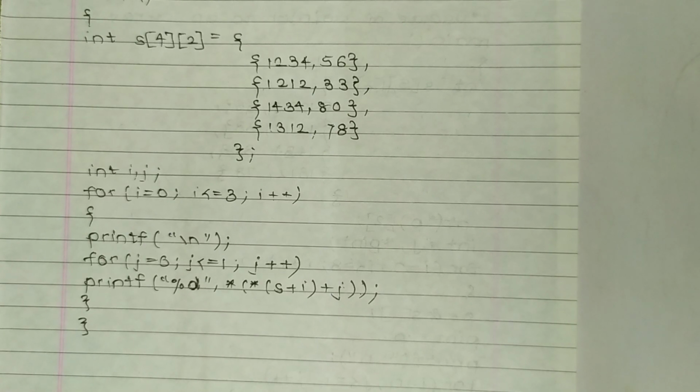printf %d, %d is for integers. Now star represents value at address. Now in brackets, address of s plus i, plus j. Now the bracket is complete. Now two semicolons are given.